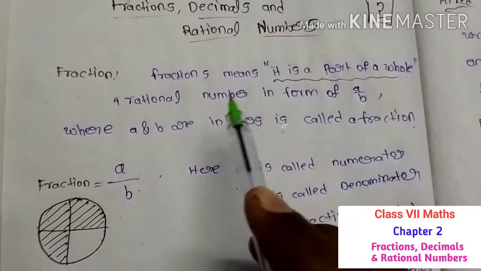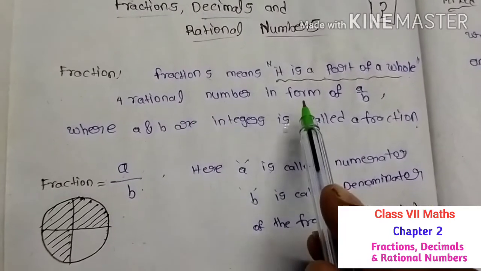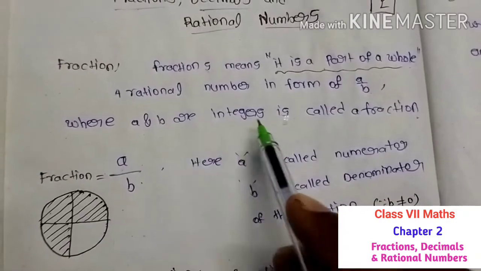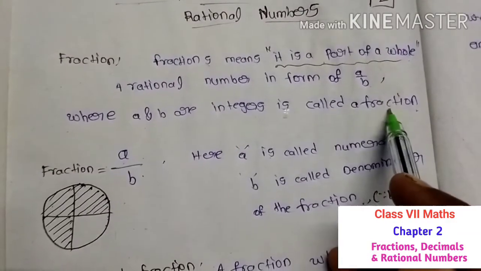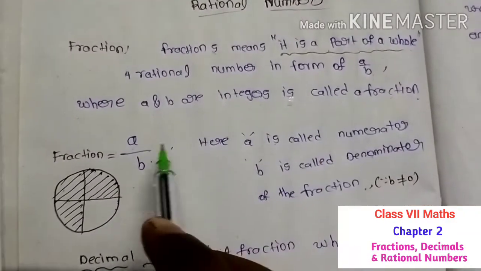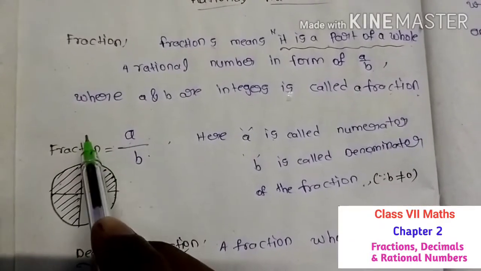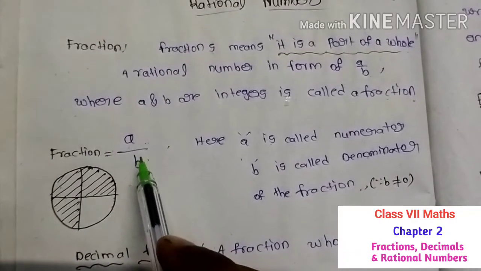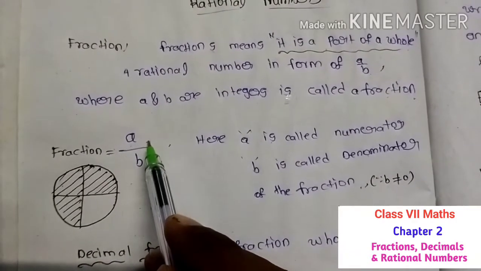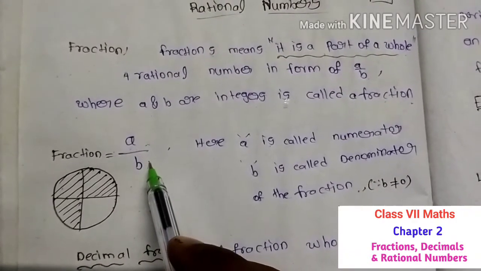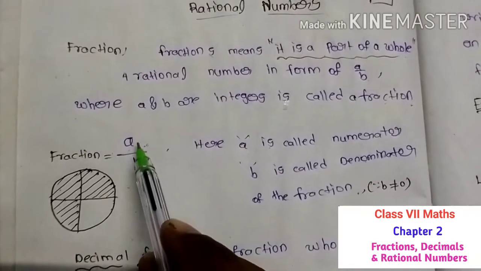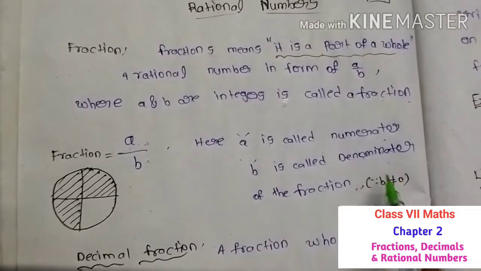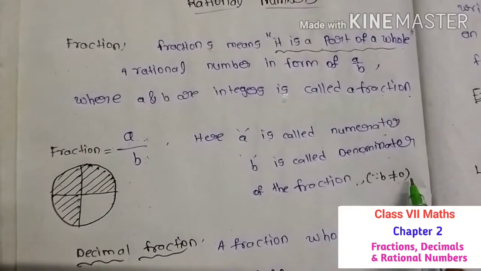That means you can see here the rational number which is in the form of a by b, where a and b are integers, is called a fraction. How can you represent a fraction? The general form is fraction equals numerator by denominator. I have taken numerator by denominator here as a by b. You know that a is called the numerator, b is called the denominator. Here you can remember b is not equal to 0.